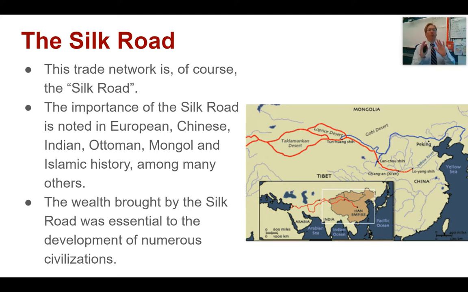Now, that trade network, the Silk Road, was extremely important. We've talked about this in previous lessons in European history, but scholars throughout the world have noted the importance of the Silk Road to their communities. European, Chinese, Indian, Ottoman, Mongol, Islamic history, they all reference this Silk Route as being essential to the development of their country. And this wealth really brought about the rise of numerous civilizations.